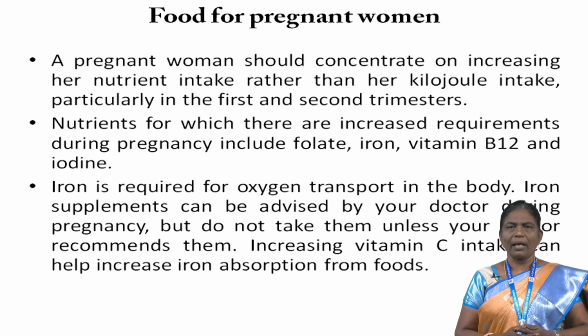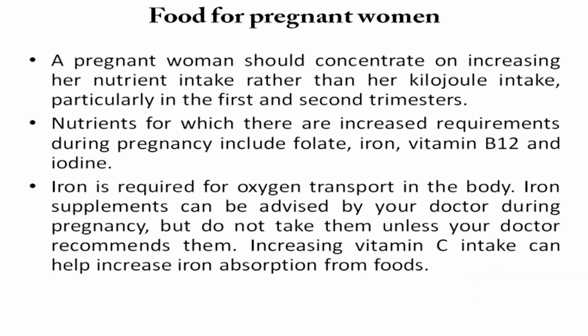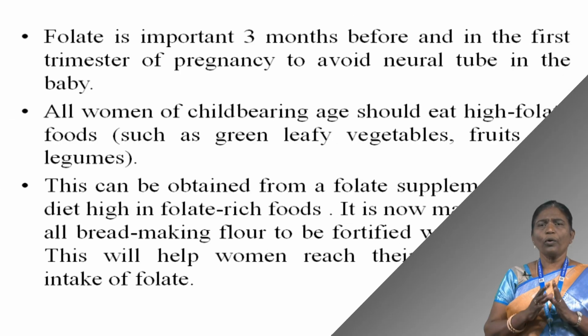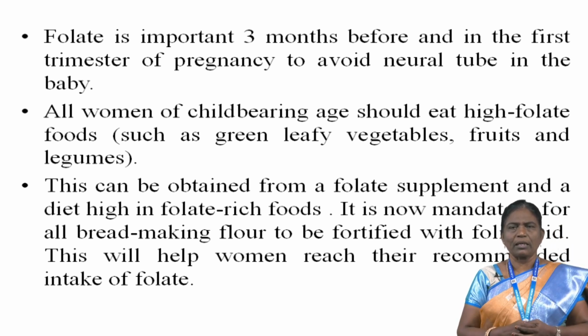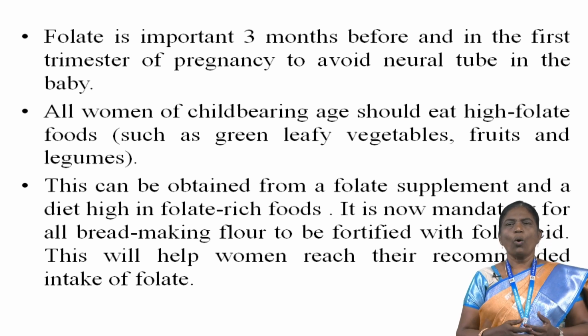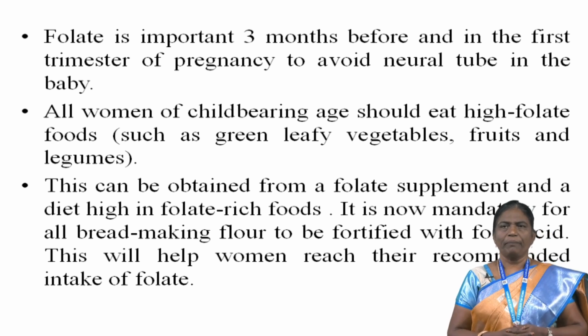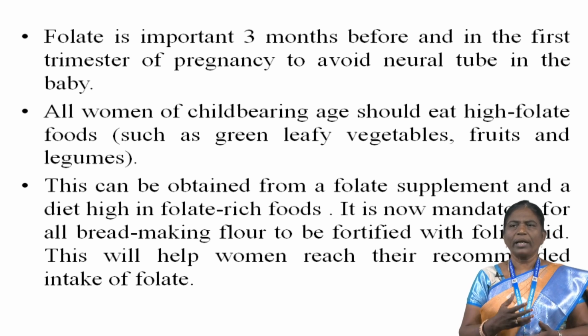Iron supplements can be advised by the doctor during the pregnancy, but do not take them unless the doctor recommends them. Increasing vitamin C intake can help increase iron absorption from the food. Folate is important for 3 months before and in the first trimester of pregnancy to avoid neural tube defects in the baby. All women of childbearing age should eat high folate foods. This can be obtained from the folate supplement and the diet high in folate rich foods.